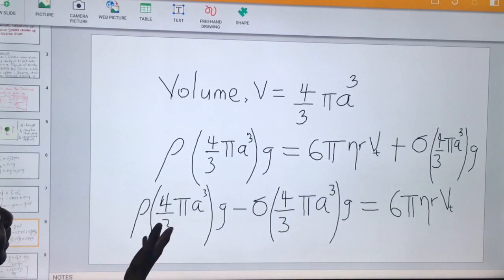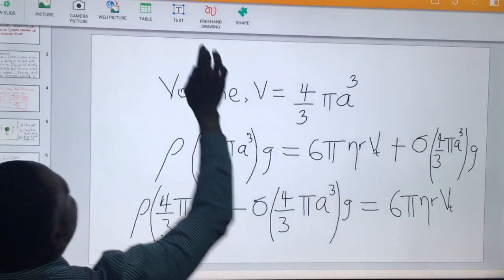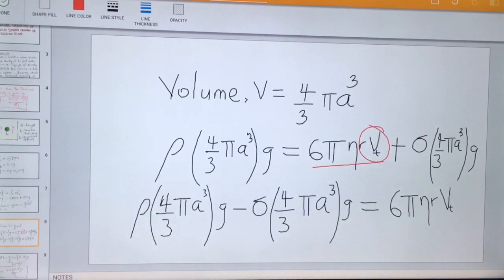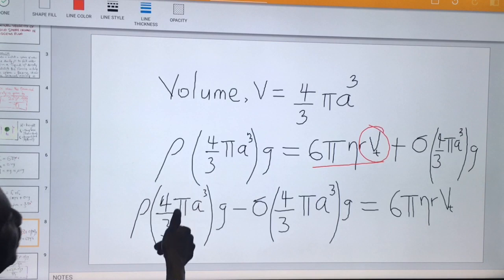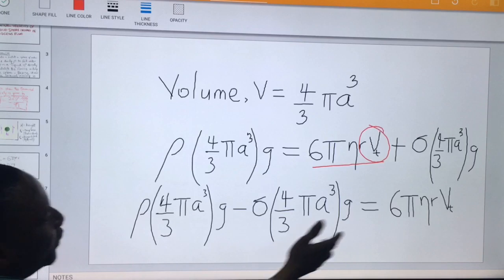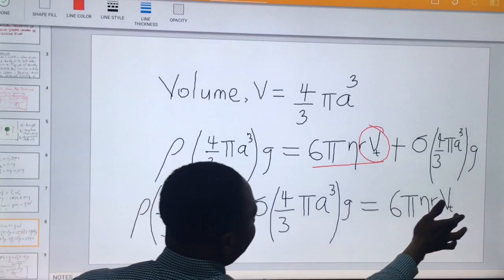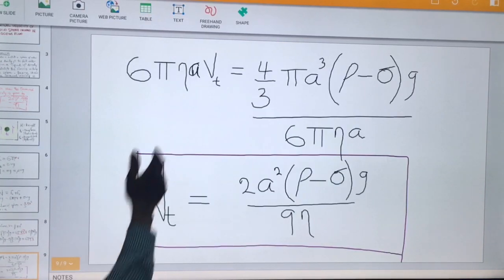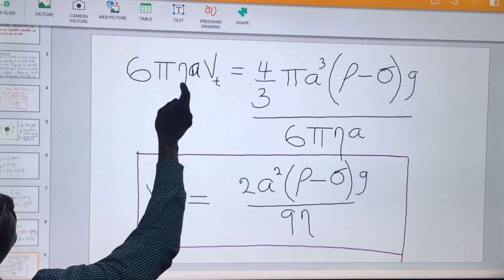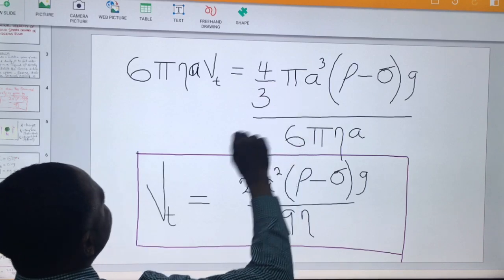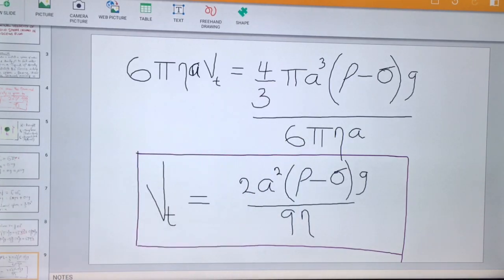Now we want to make the terminal velocity the subject of the formula, because this is what we need. We are to make Vt the subject of the expression. When we substitute all the values, this is the volume of the solid, and we substitute here, bring this the other way, and we get this. Making Vt the subject, we have 6π ν a Vt is equal to this.